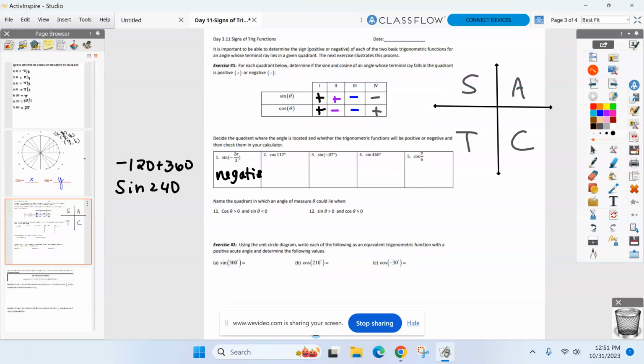Cosine of 117. Where am I? 117, quad 2. What's the only thing positive in quad 2? Sine. So that would mean this is negative. Yep.